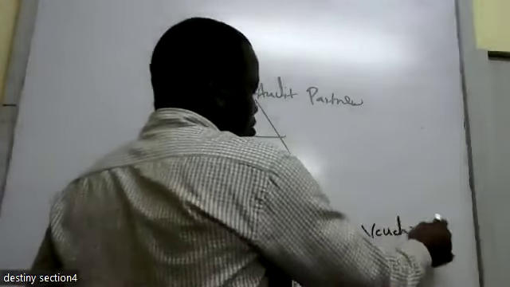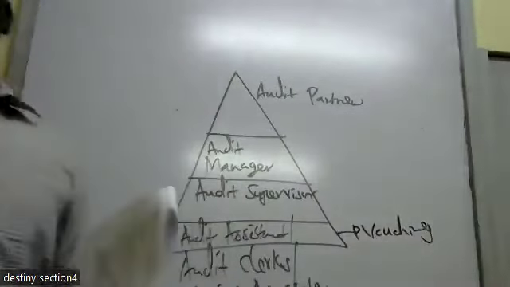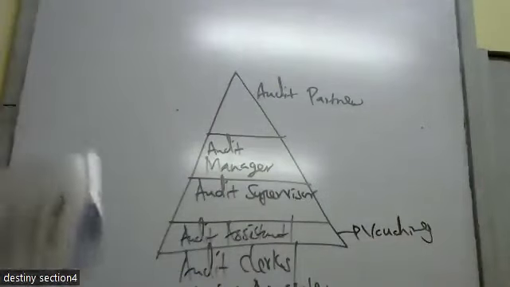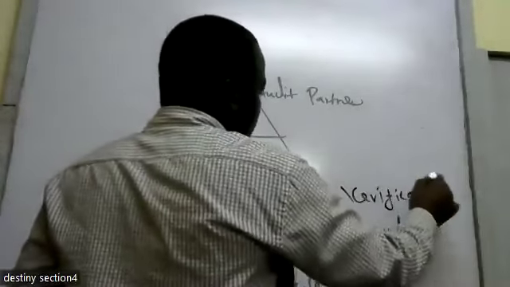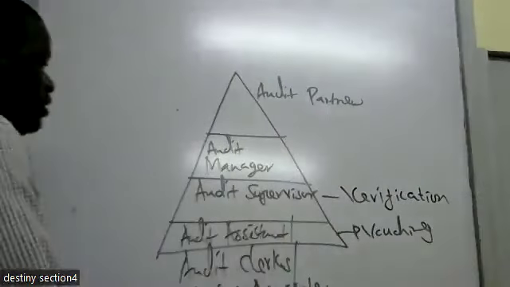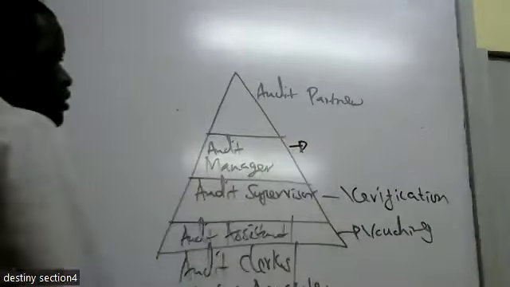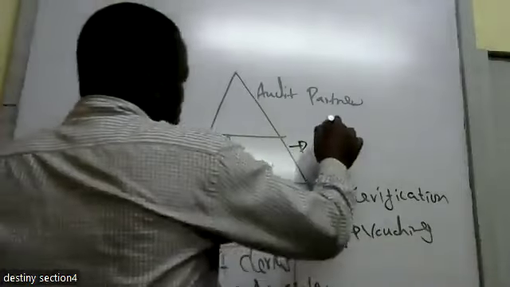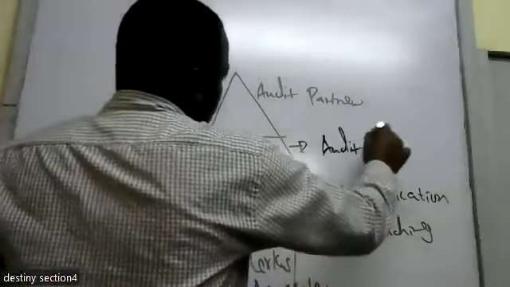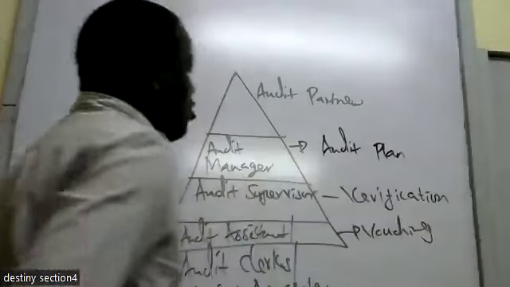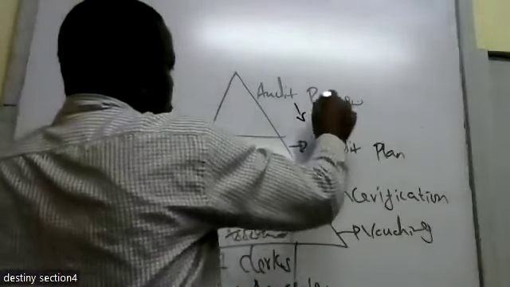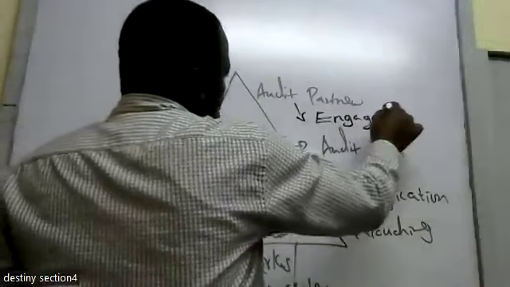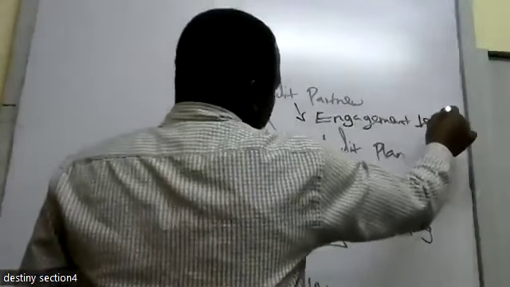The vouching procedures, auditing the profit and loss account items, are done by the lower auditor staff. Then these people here can perform verification procedures. These ones are developing the audit plan, and they are responsible for the engagement team. They take care of the engagement team.